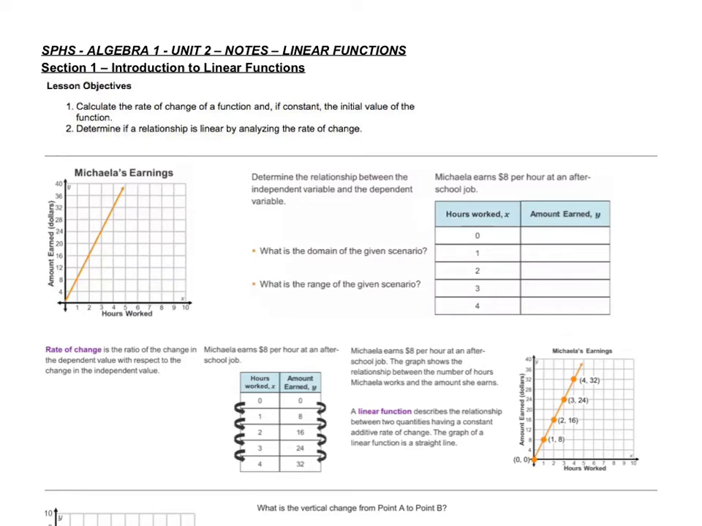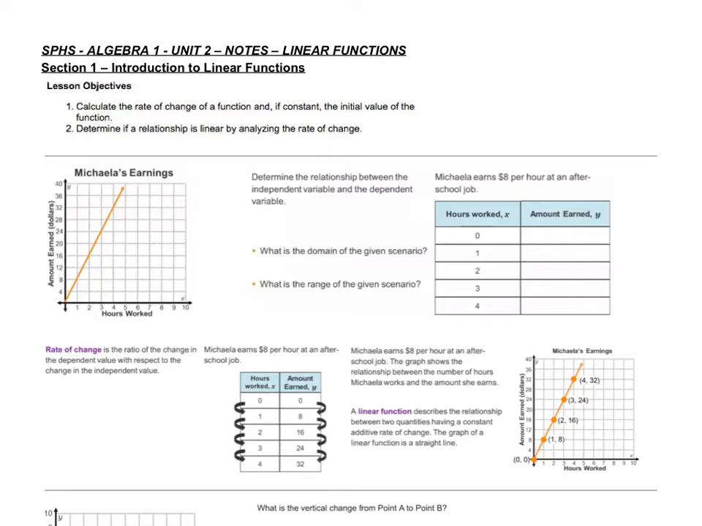Hello, and this is a video for Algebra 1, and this is Unit 2 notes, and we're going to be talking about linear functions. Specifically today we'll be talking about Section 1, an introduction to linear functions. Our objectives today: we want to calculate the rate of change of a function, and if constant, the initial value of that function. We want to determine if a relationship is linear by analyzing the rate of change.